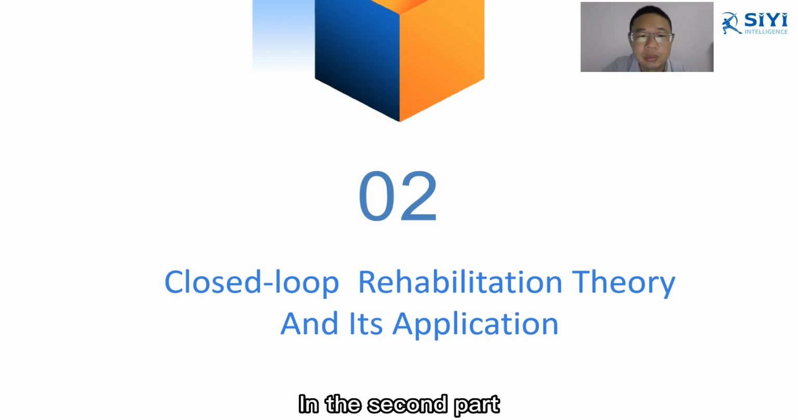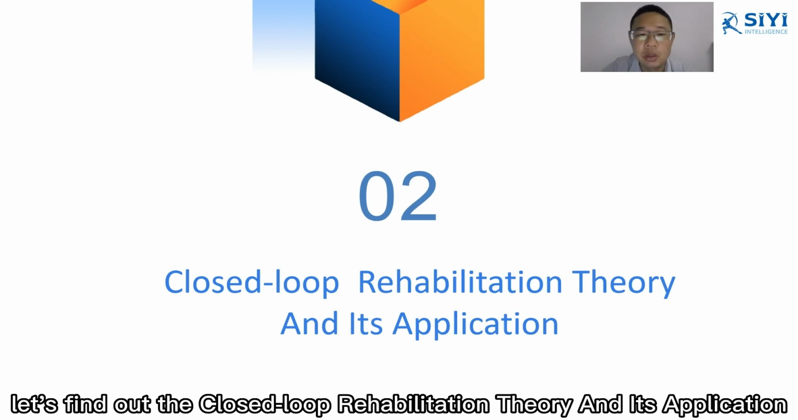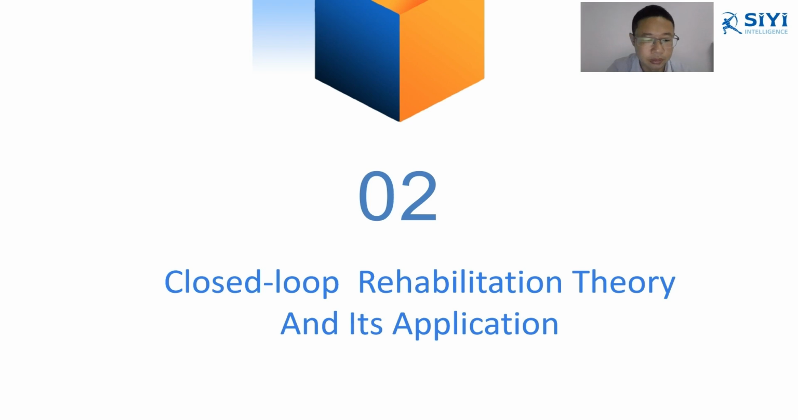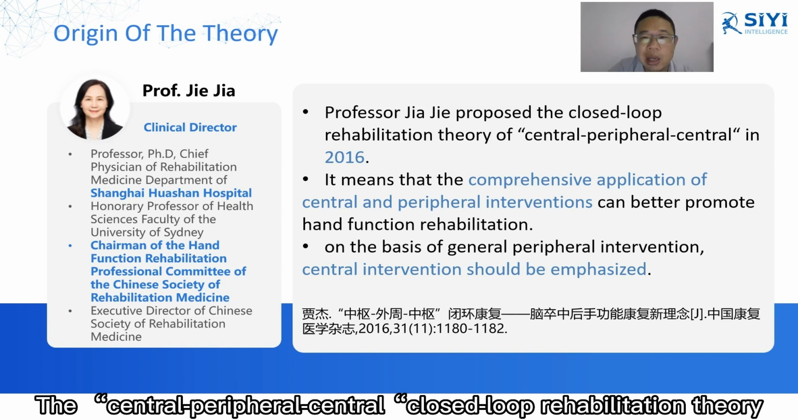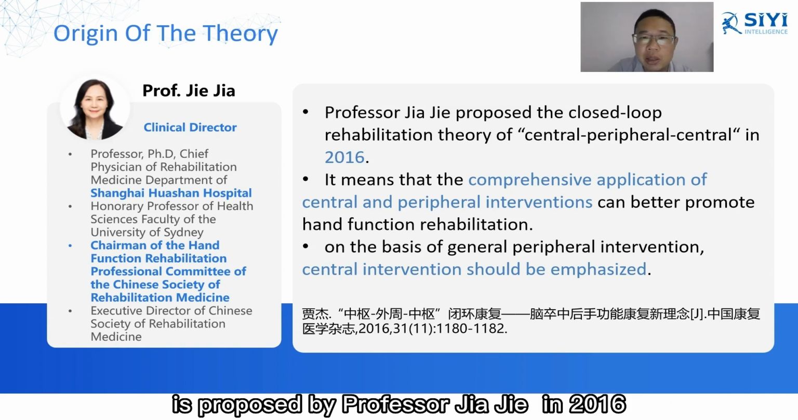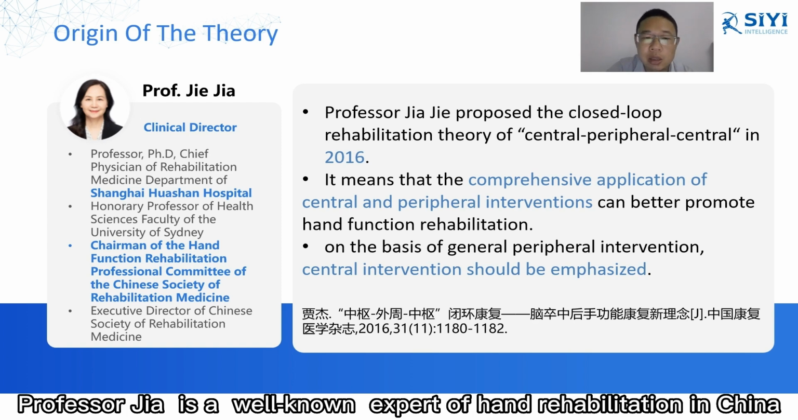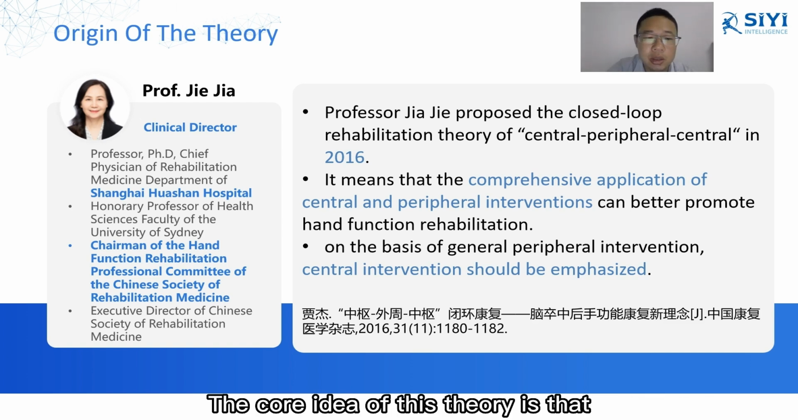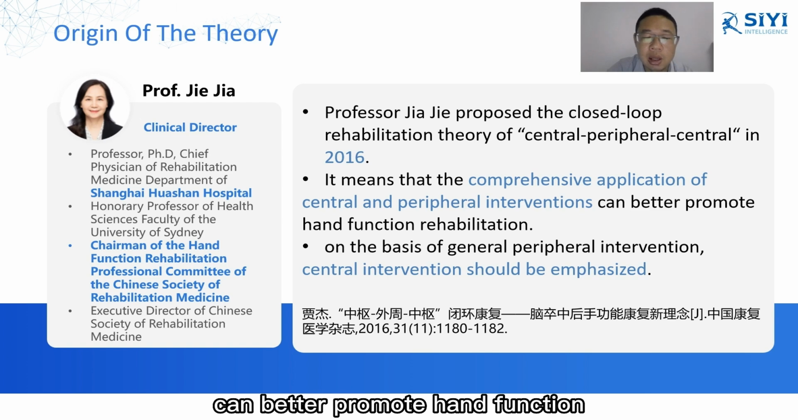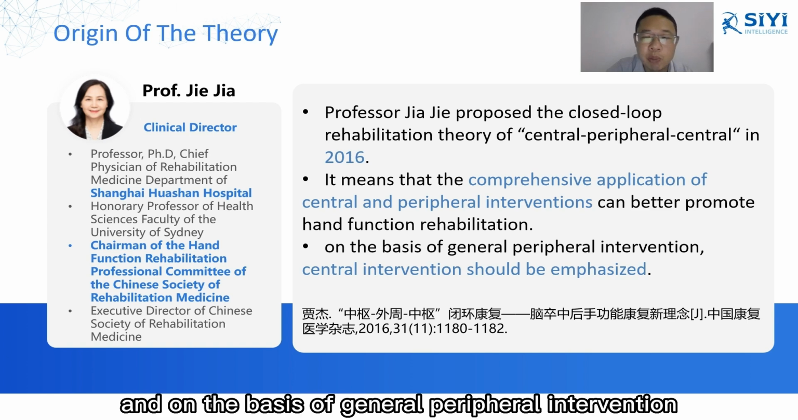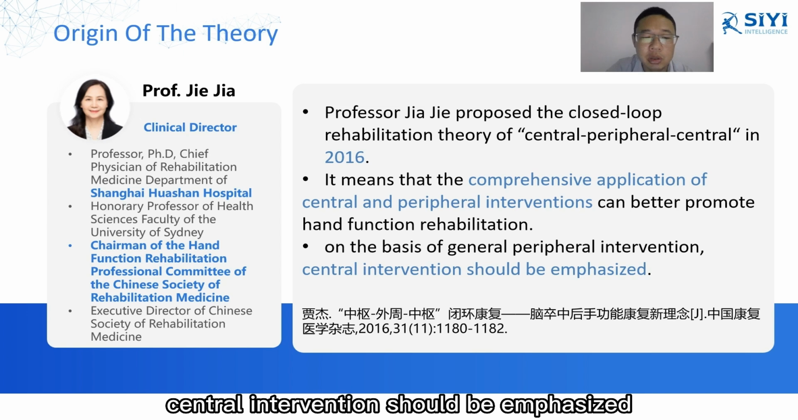In the second part, let's find out the closed-loop rehabilitation theory and its application. The central peripheral central closed-loop rehabilitation theory was proposed by Professor Jia Jie in 2016. Professor Jia is a well-known expert of hand rehabilitation in China. The core idea of this theory is that the comprehensive application of central and peripheral interventions can better promote hand function, and on the basis of general peripheral intervention, central intervention should be emphasized.